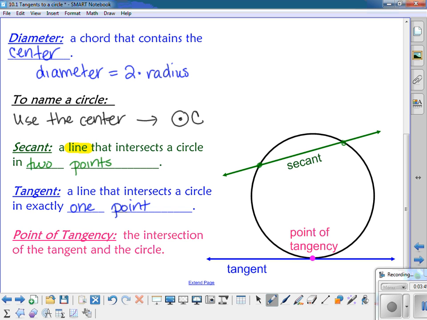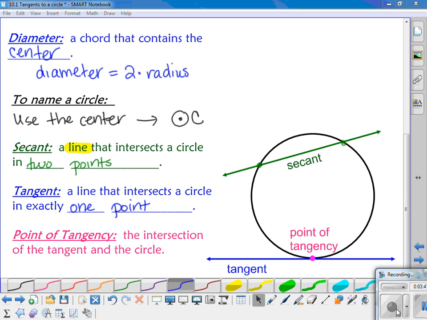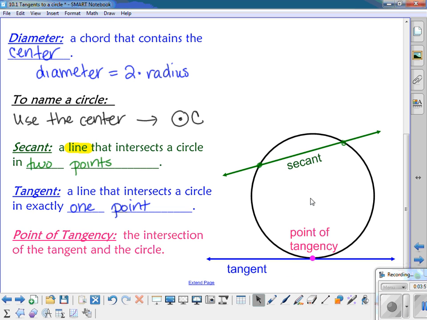Okay. If I wanted to name this circle, they would have had to have given me a point. So say I call this one D, that would be circle D. And you would just write it circle D. Okay? All right.